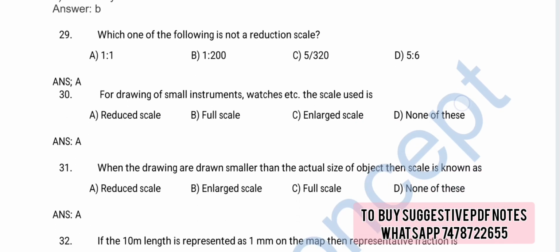30. For drawing of small instrument watches, the scale used is dash, reduced scale, full scale, enlarged scale, none of these. The answer is A, that is reduced scale.